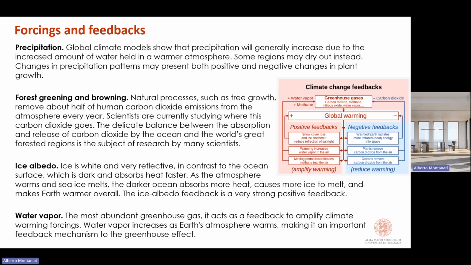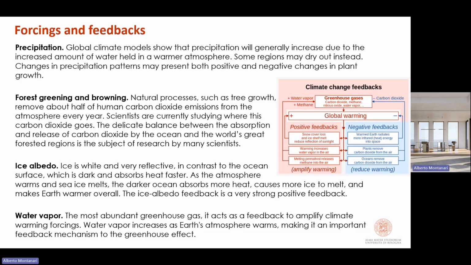You see that, okay, ice albedo. You see the graph on the right, I was saying, but let's discuss it later. So ice albedo. Ice is white and therefore is very reflective, in contrast to the ocean, which is dark and absorbs heat. So with the limited extension nowadays of glaciers and areas covered by snow, the ice albedo is a very strong positive feedback.